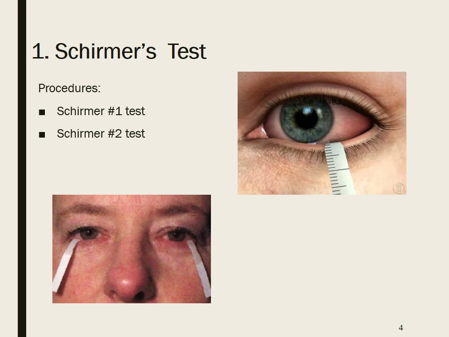For the second or Schirmer 2 test, first of all, you need to instill 1 drop of topical anesthetic in each of the patient's eyes. Wait for the reactive hyperemia and reflex tearing to subside. And then repeat the steps in the Schirmer 1 test.